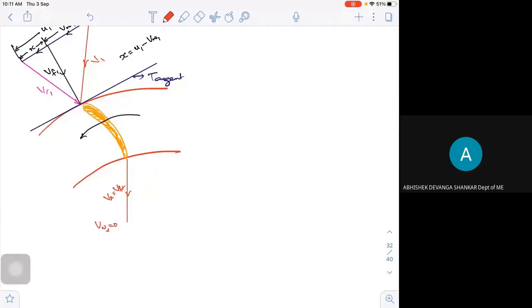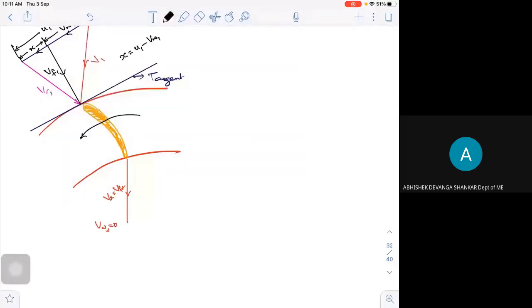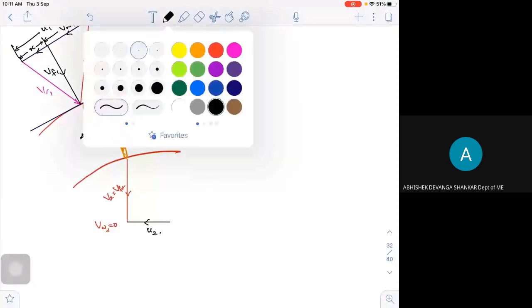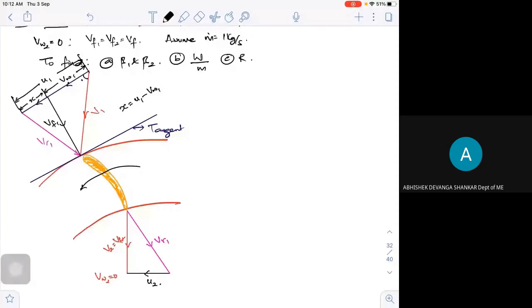And what is the direction of your U2? U2 will be a smaller one because it's at the inner hub. So this is the direction of your U2. Then I can close it with your VR2. Now let us mark the angles. Here we do have alpha 1. Here I do have beta 1. How is beta 1 measured? This angle is measured with respect to here. So similarly, this is my beta 2.